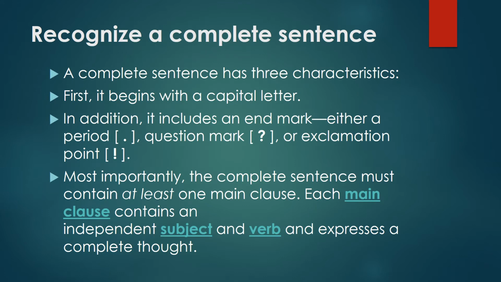How do we recognize a complete sentence? A complete sentence has three characteristics. The very first is, it begins with a capital letter, and it should always end with a period or a full stop, a question mark, or else an exclamation point.